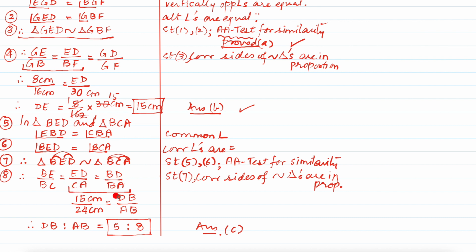And now we'll take these two ratios. We know DE is 15 and AC was 24, and that is equal to here DB. Instead of writing BD, I've written DB, and instead of BA, I'm writing AB because that is what is in the question. And now this will be 3 5s 15 and 3 8s 24. So DB is to AB is 5 is to 8, and that is our answer C, and that is going to give you your full marks.